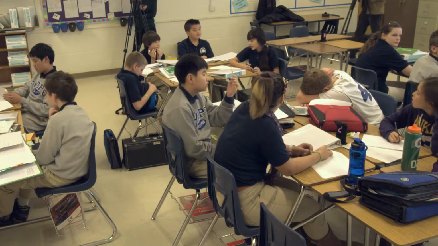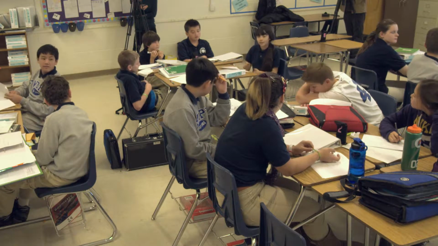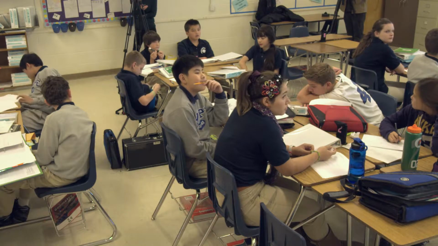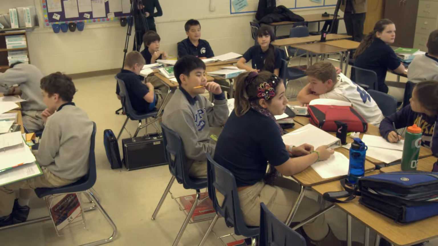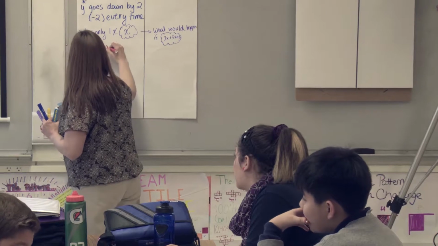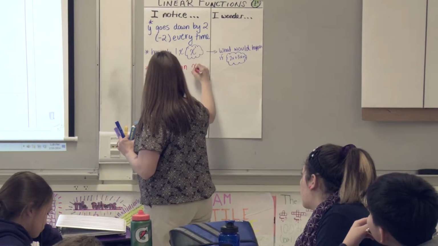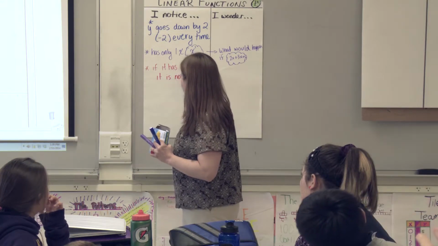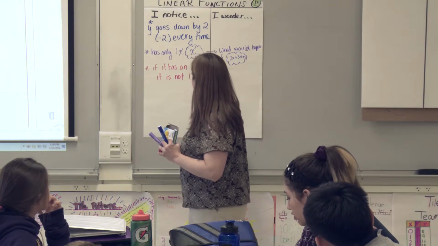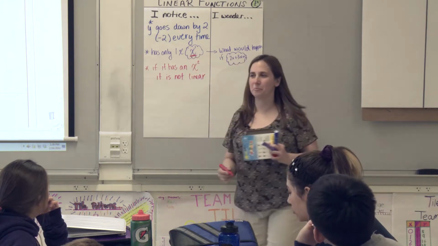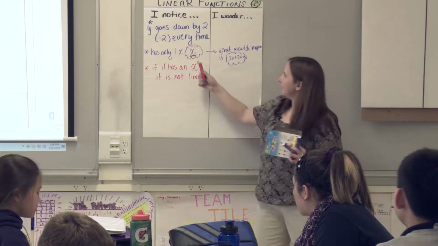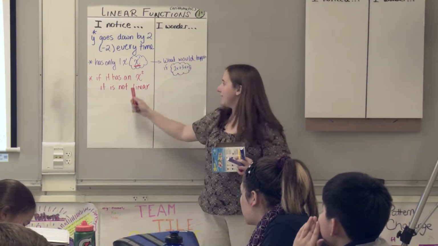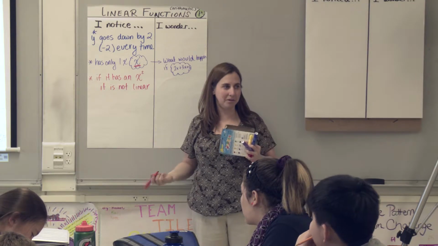Okay, Chloe. So for the whole squaring thing, I noticed that if an equation has an x that's squared, it'll never be linear. If it has an x squared, it is not linear. Okay, I think that's really important with Alex's I notice, is that it's going to be linear if I have an x to the first power. But if I have an x to the second power, it's not going to be linear.